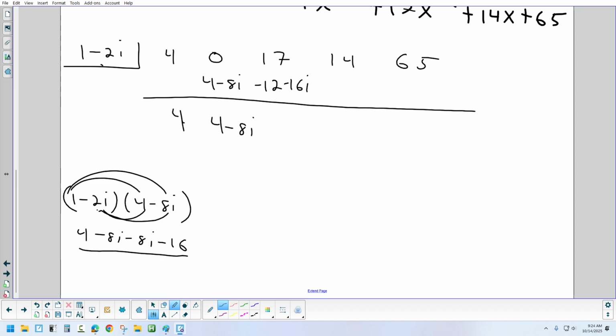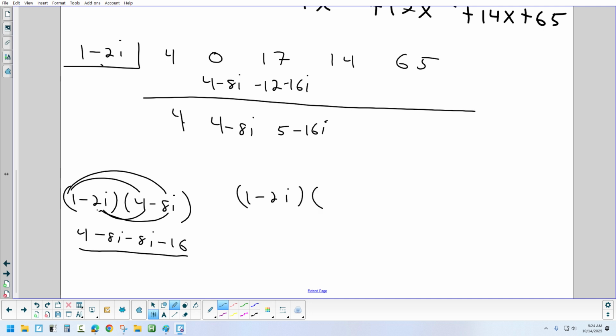Okay. And now add that column. Negative 12, I'm getting a little cramped for space there, but it's okay. Negative 12 minus 16i. Well, there's nothing to combine with the negative 16i. So I'll just bring that down. But 17 minus 12 is going to give me, yeah, 5. Okay. Now do it again. 1 minus 2i times 5 minus 16i.